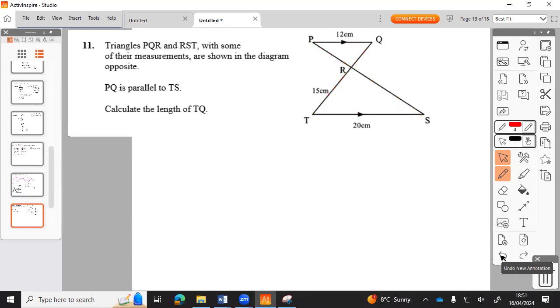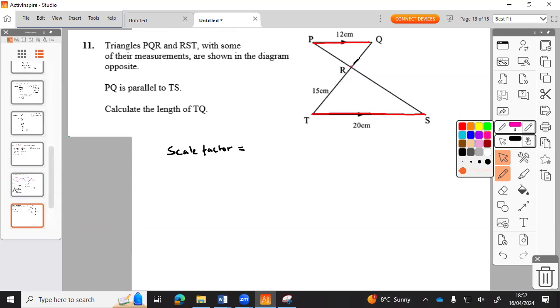Similar shapes. So your scale factor, your multiplying part, comes from your ratio, the big to the small. So you're going to find a scale factor, a multiplier. In this case, you're going from big to small. What are you finding? Calculate length TQ. So you're calculating length TQ, but to do that, you need the length RQ. So the first thing we're doing is finding length RQ.